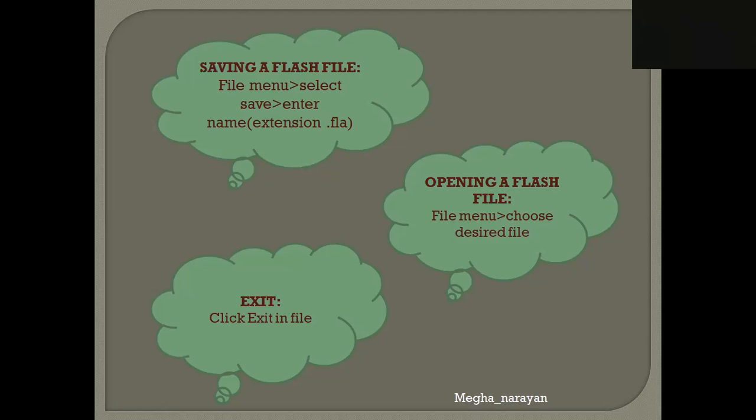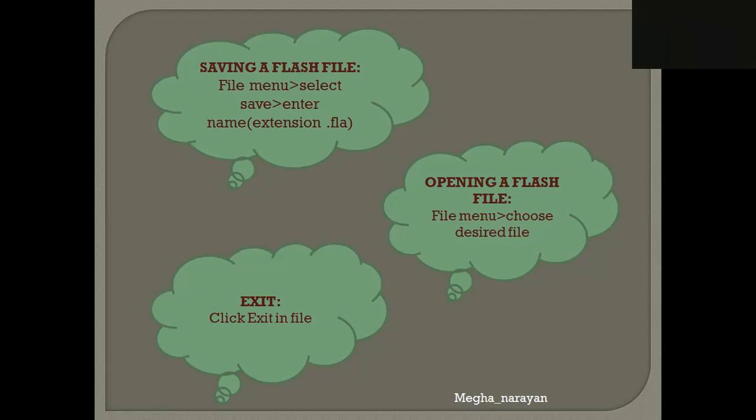That means if you want to save your file named XYZ, what will you write? We will write it like XYZ dot FLA. Right? So in this way, we will be writing the name of the file. The extension is .fla, which shows Flash files.